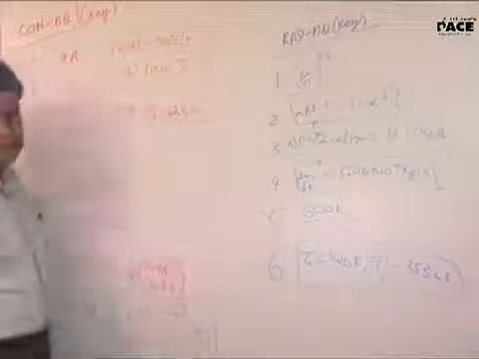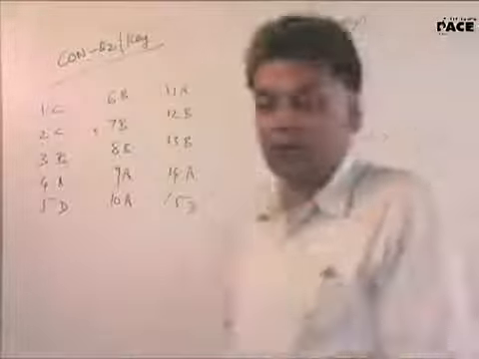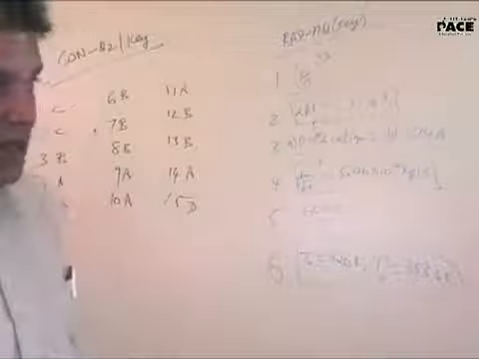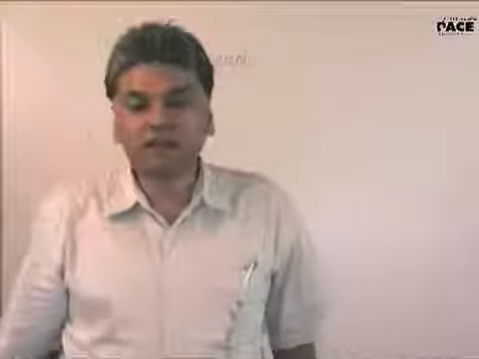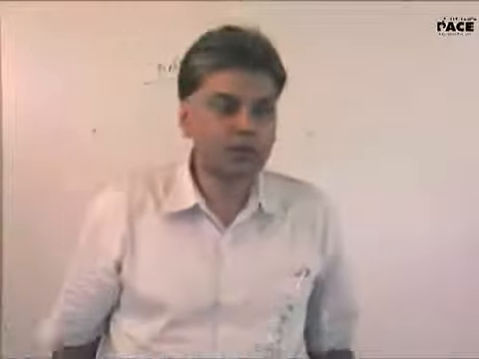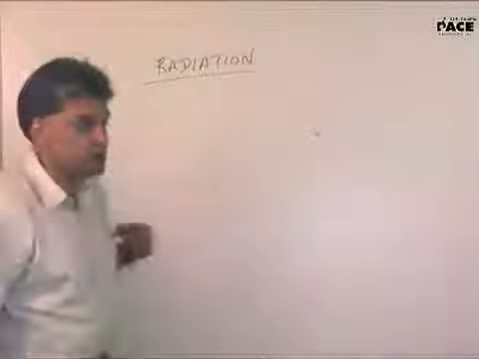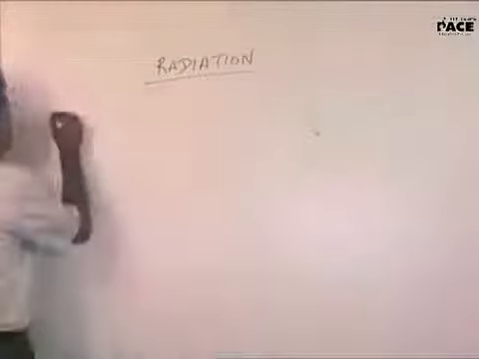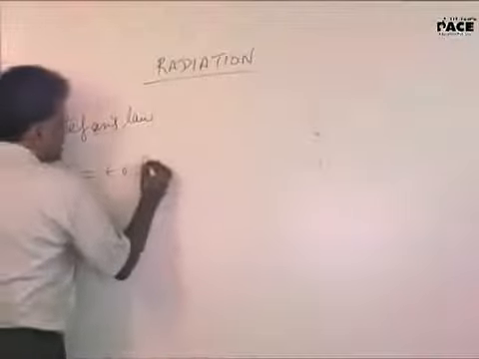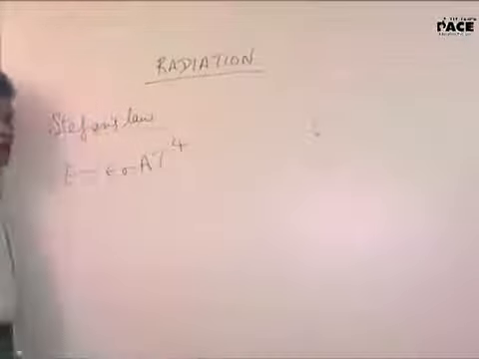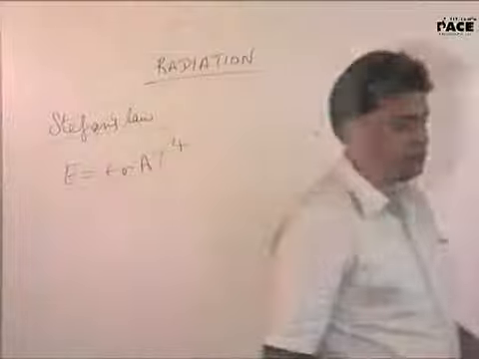The red one. Let's start with radiation now. I want to complete that. Have you taken all this? See, we are starting off with radiation. The first thing we do in radiation is Stefan's law. Stefan's law says that the emissive power equals epsilon sigma A T power 4.